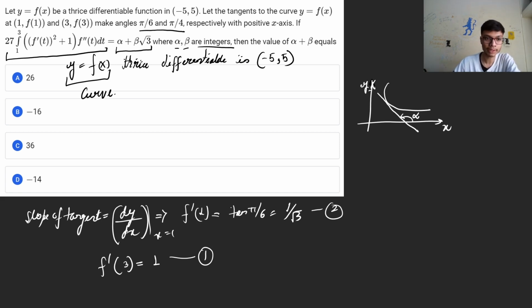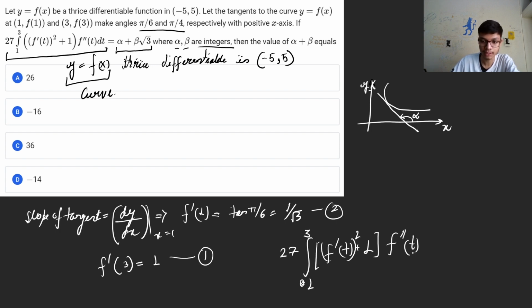Now from here, I look at this particular problem as 27 times the integration within the limits 1 to 3 of (f dash t whole square plus 1) multiplied with f double dash t dt, which is equal to alpha plus beta times root 3, as given in the problem. Now, firstly, let us try to understand what this is going to be.